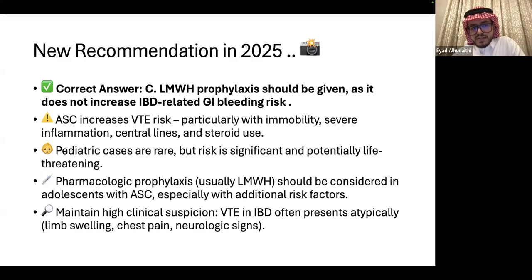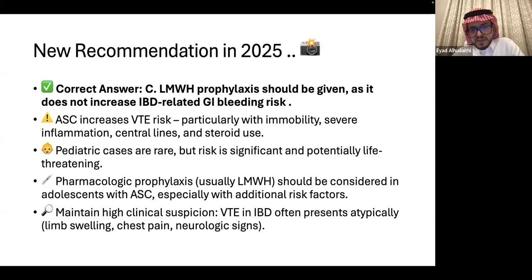Acute severe colitis increases the venous thromboembolism risk, especially when we are using steroid, and there is severe inflammation, central line, and immobility. These are all risk factors for venous thromboembolism. Pediatric cases are rare, but the risk is significant and potentially life-threatening.